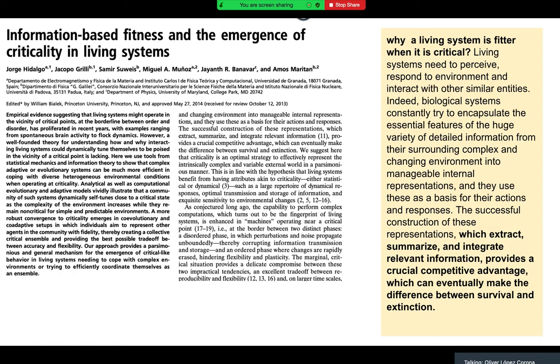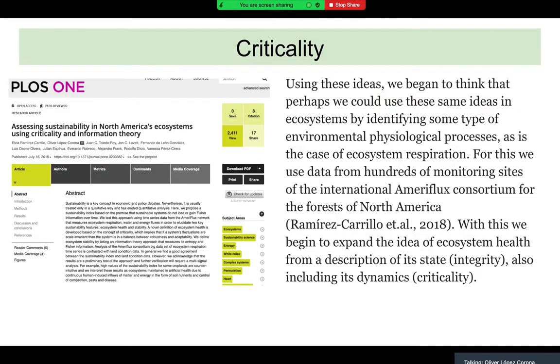And for this, living systems need to make some kind of model, and we know that under criticality we have a maximum of complexity, also a maximum of Fisher information, and then a maximum of inference capacities. So we think that this is a very core feature of evolutionary processes. So we started using this idea. We started to think about measuring ecosystem health using criticality.